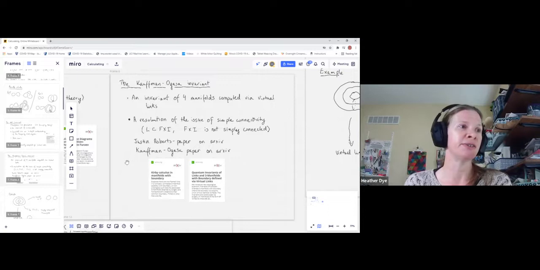So in reference to that, you might want to look at Justin Roberts' paper on arXiv, the Kirby calculus in manifolds with boundary. In this paper, they have the two original Kirby moves, the handle slide and the introduction and removal of the unknot with one crossing. And Justin Roberts also introduced an additional move to deal with the fact that you are working in a surface cross I.